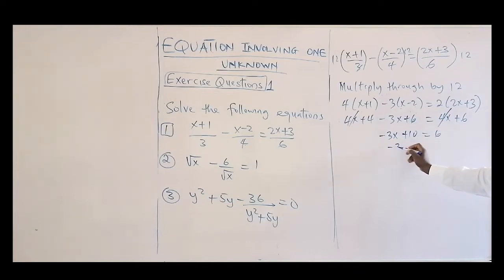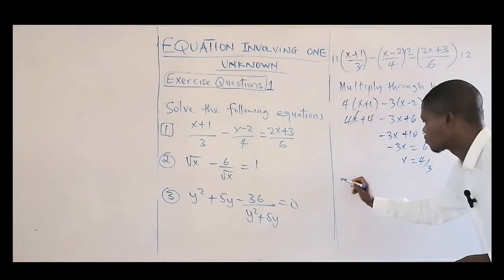Then I can have minus 3x equal to what? 6 minus 10, which is what? Minus 4. Minus will go. x is equal to what? Minus 4 over 3. Then we go to question 2.